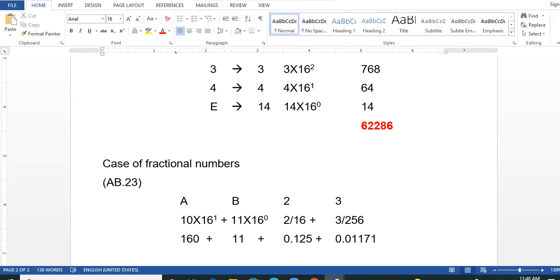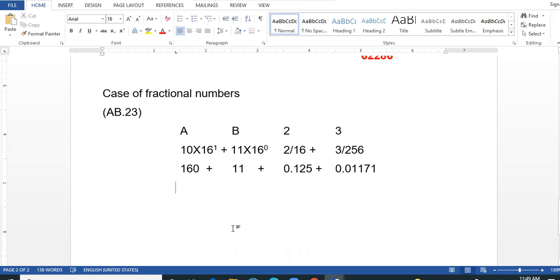Okay. So you can take 160 plus 11 plus 0.125 plus 0.01171. All together it is 160 plus 11, 171, plus 0.125 plus 0.01171. It is 171.13671. How many are compatible with me? Clear?